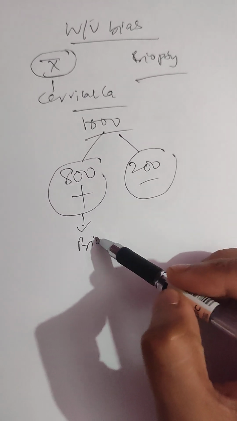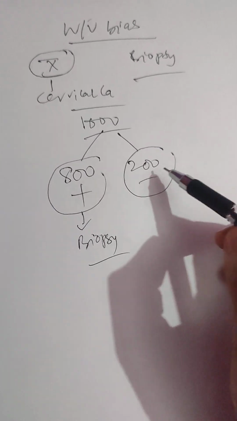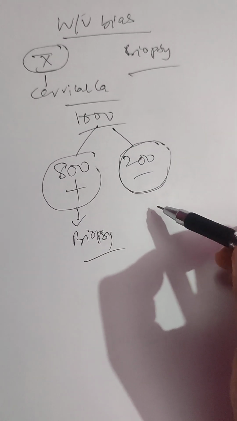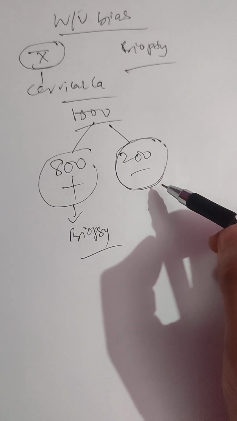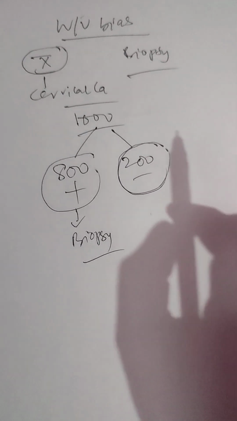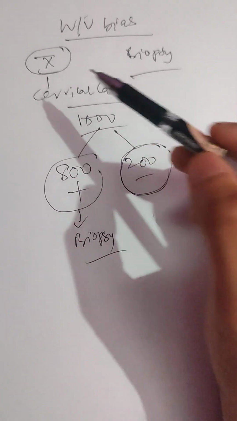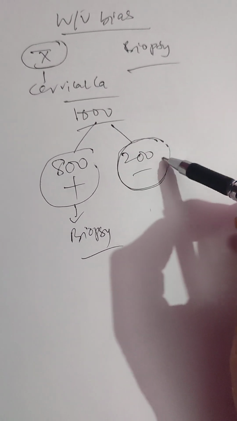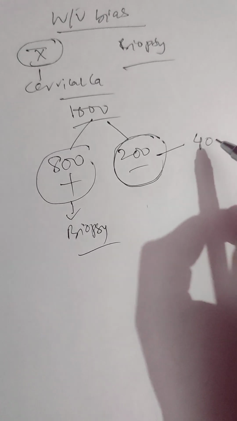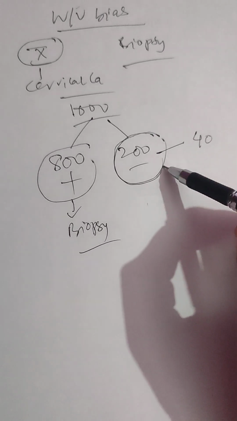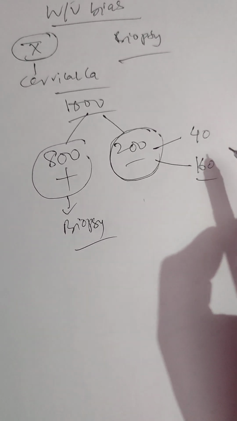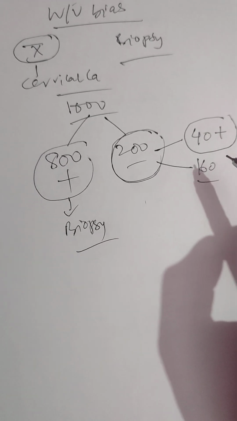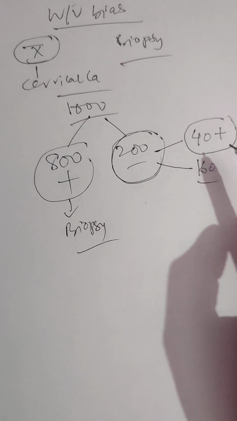So among these 800 cases we do biopsy, but since the test is negative in these 200, we won't do biopsy in these cases. But let's say this test has some fault, and among these 200, let's suppose 40 have cervical cancer and 160 do not have cervical cancer. So you are missing these 40 cases in the community, right?